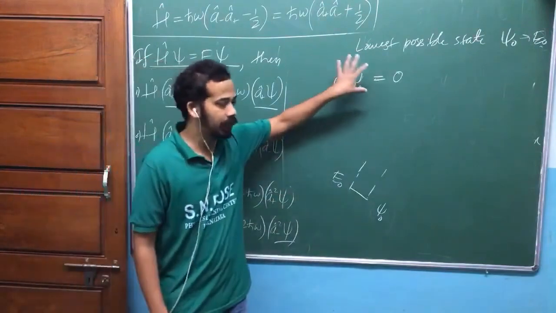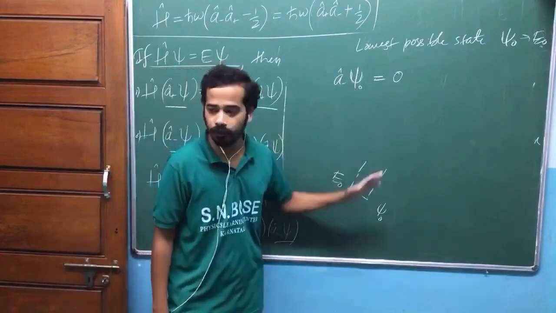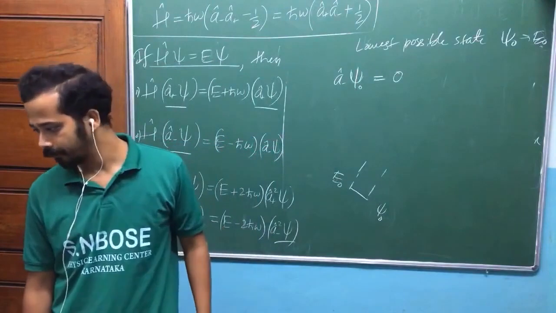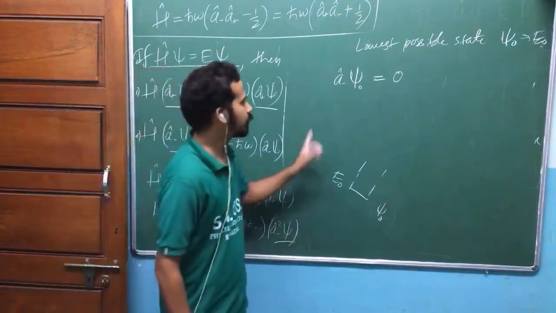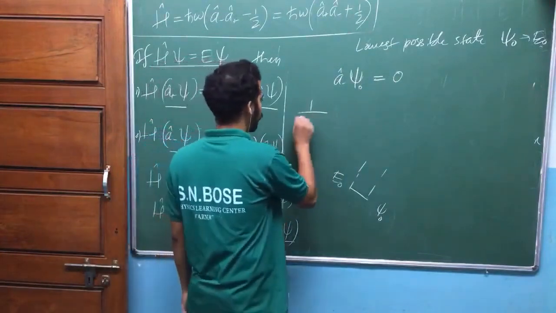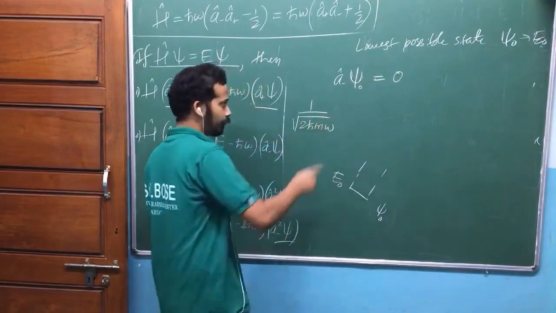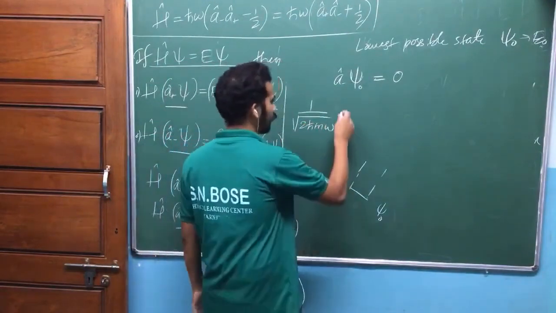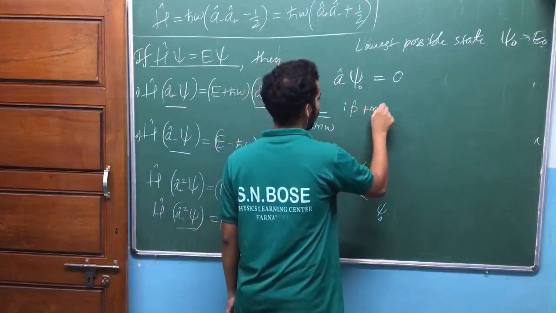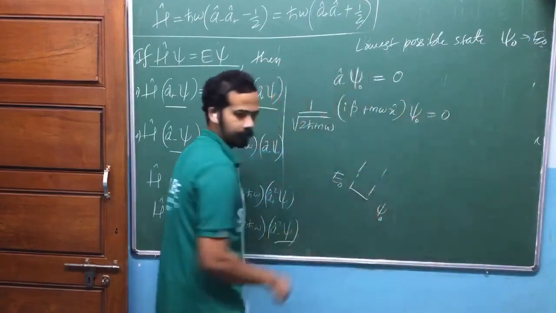If I operate A minus cap on psi naught, you should get 0. There should be no state which is lower than this one. If that state exists, that would correspond to negative energy. Now, this becomes one differential equation. A minus cap is one operator, am I right? What is this one? 1 by root of 2 h bar m omega. We can find E naught also, we shall see, okay? I p cap plus m omega x cap operating on psi naught equal to 0, am I right?